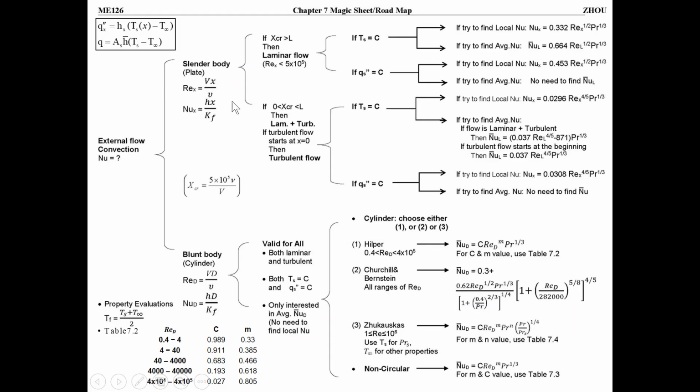Lastly, when we put all the 5 factors together, our roadmap is formed to guide you to select the proper Nusselt number equation. This is the topic number 2.